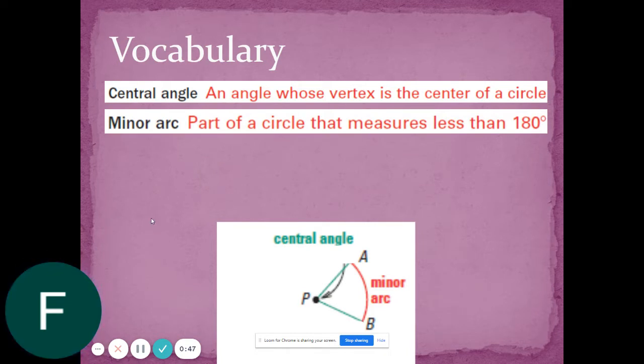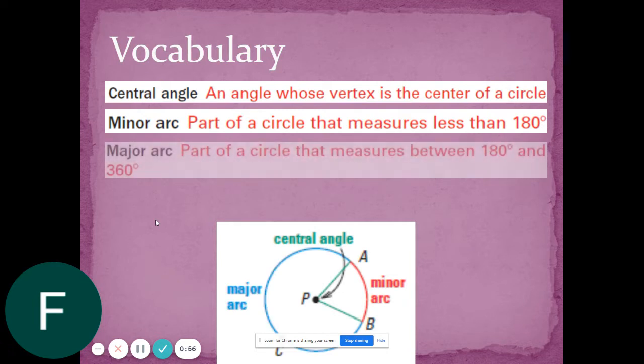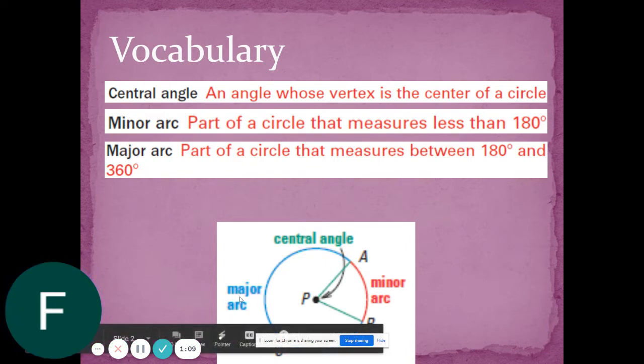Next, you have what's called the minor arc, and the minor arc is part of the circle that measures less than 180 degrees. Next, you have what's known as the major arc, which is part of the circle that measures more than 180, but less than 360 degrees. A major arc is named with 3 letters. So you would name this major arc down here A, C, B. And to name the minor arc, you would name it A, B.